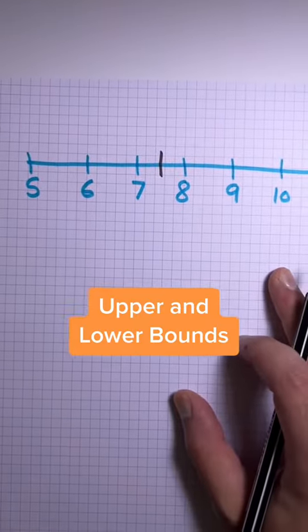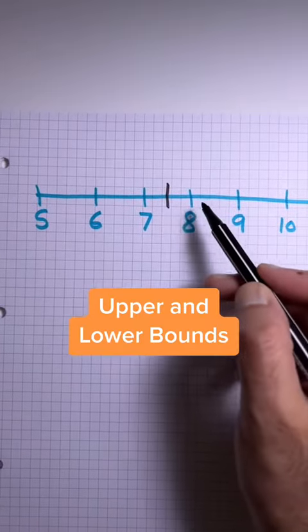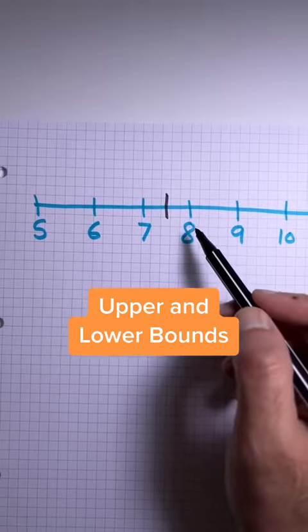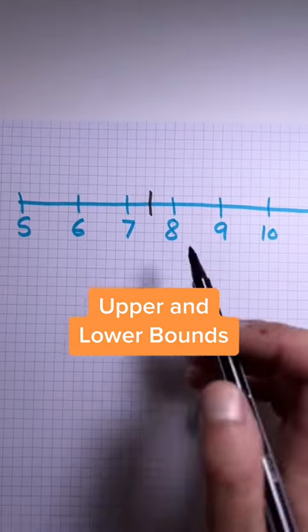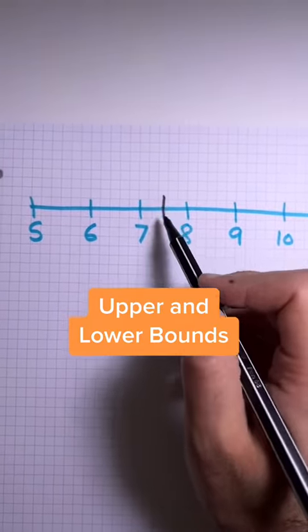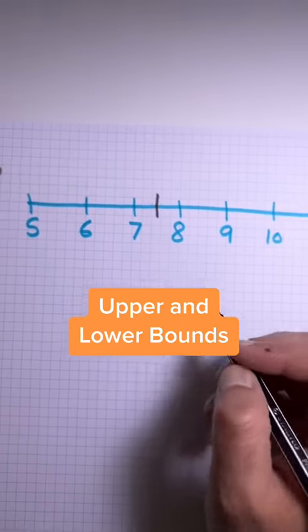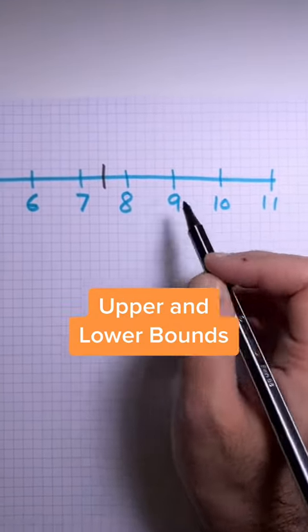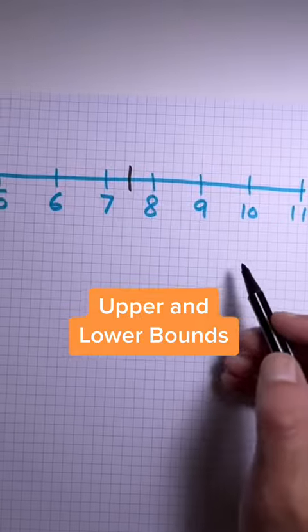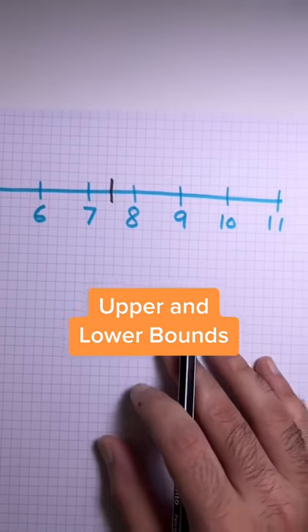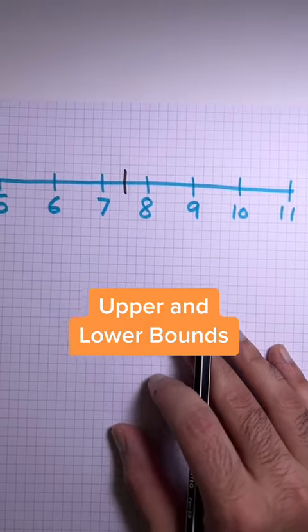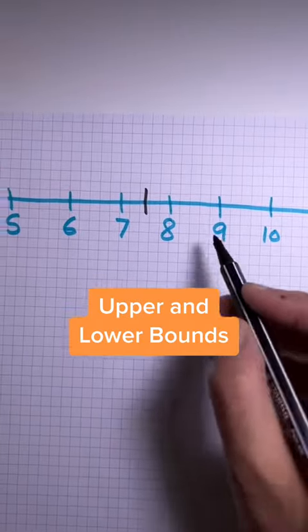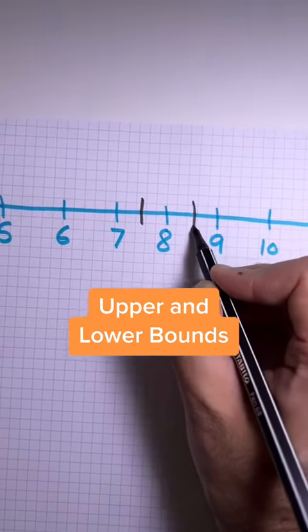If your number was 7.7, it would round up to 8, right? So between 7 and 8, there's this kind of boundary line here at 7.5. The same thing happens here between 8 and 9. So if your number was 8.1, it would round down to 8. And if your number was 8.8, it would round up to 9. So there's a boundary line here as well.